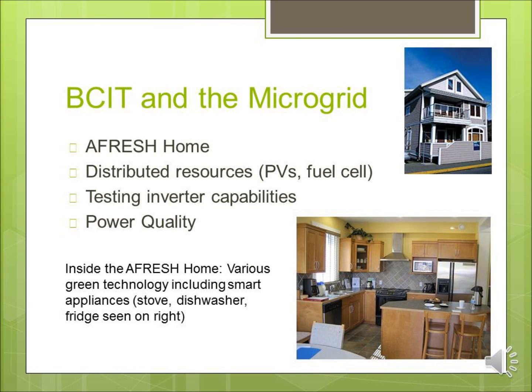Now we'll talk briefly about the BCIT microgrid project. Currently, there is an AFresh home that functions as a microgrid with photovoltaic cells, fuel cell, inverter, and methods of control. Power quality and inverter capabilities are among the things currently being tested. Other features of the AFresh home include smart appliances, as seen in the picture, other green technologies, and also includes a vehicle to grid plug.